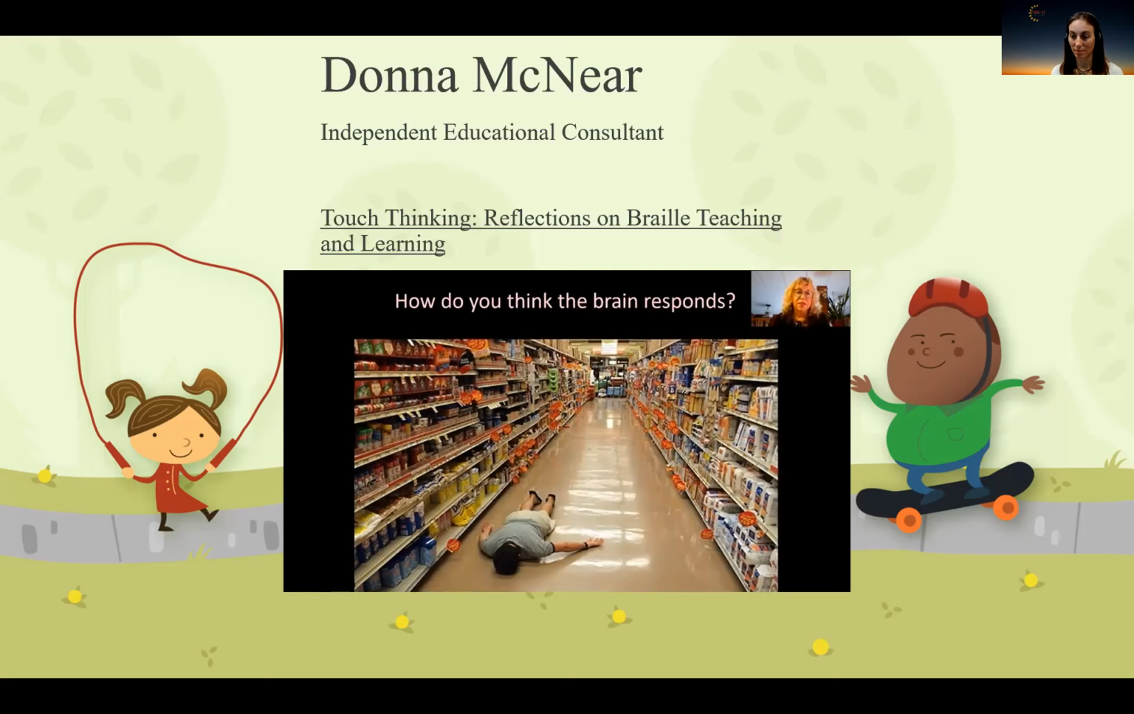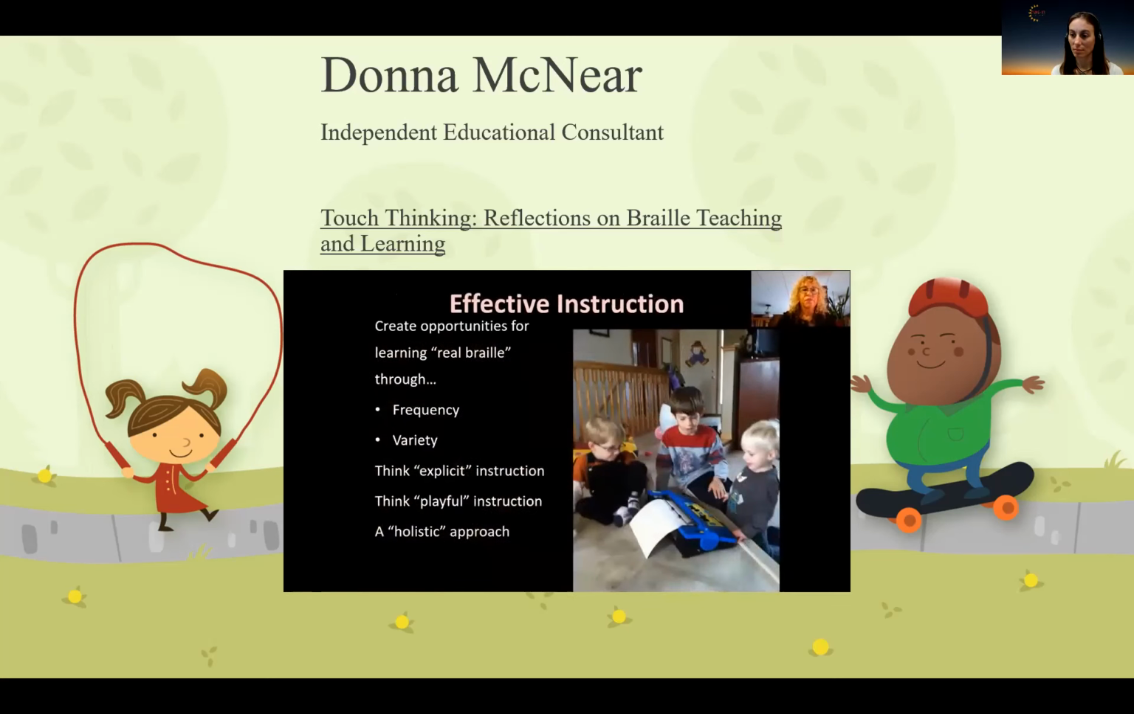So I keep this photo in mind because I think about what we're doing with children sometimes when we're overwhelming them in the teaching and learning context. And what can we do about that with effective instruction? I think we need to create opportunities for learning real Braille through two important elements: frequency and variety. Those of you who have listened to me talk on a variety of subjects around effective instruction know that I typically talk about frequency and variety as the key elements in effective instruction.